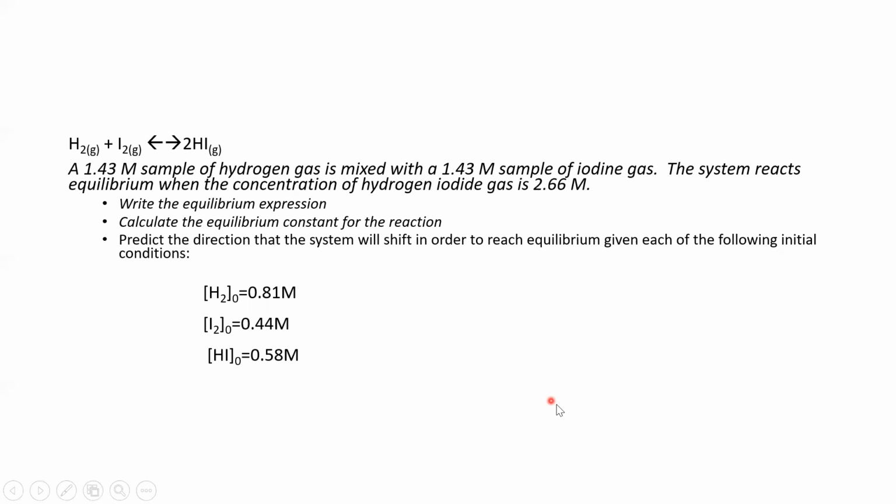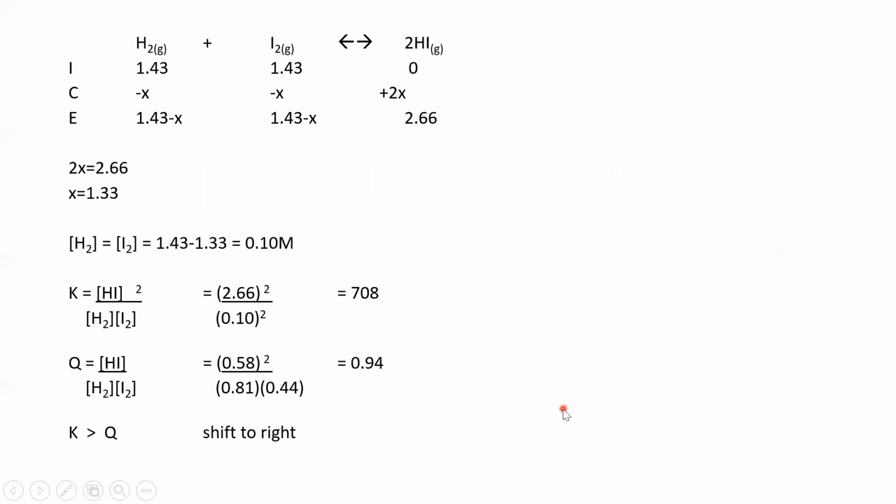And I'm going to go to the next slide just for a minute, and then I'll go back to this one because I worked the whole thing out. I apologize. Let's just look at the ICE chart real quick. 1.43 is the initial hydrogen. 1.43 is the initial iodine. 0 is the hydrogen iodide. It's an X to 2X ratio, and HI is 2.66 at equilibrium. So 2X equals 2.66. That means X equals 1.33. And then you can figure everything else out to calculate your K expression.